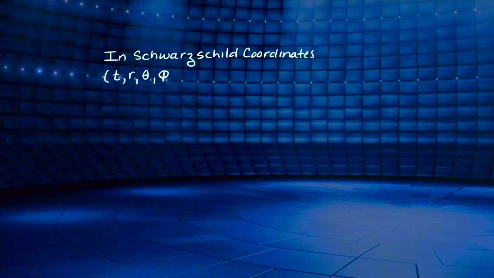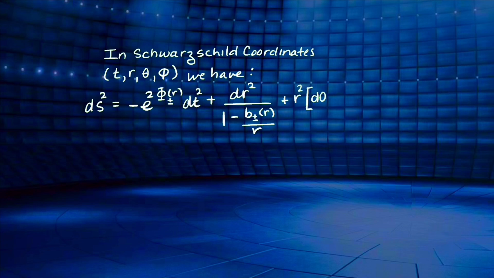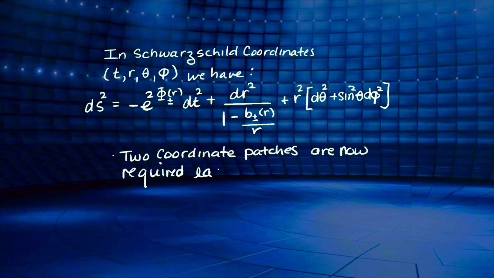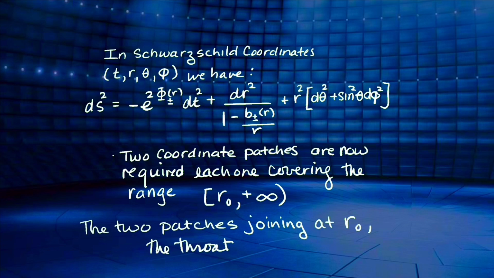In Schwarzschild coordinates, t, r, theta, and phi, we have ds squared given by this form of the metric, where the time dependence is captured by the redshift function. And two coordinate patches are now required, each one covering the range from the minimum r sub 0 to infinity. And these two patches are joined at the throat of the wormhole at r sub 0.